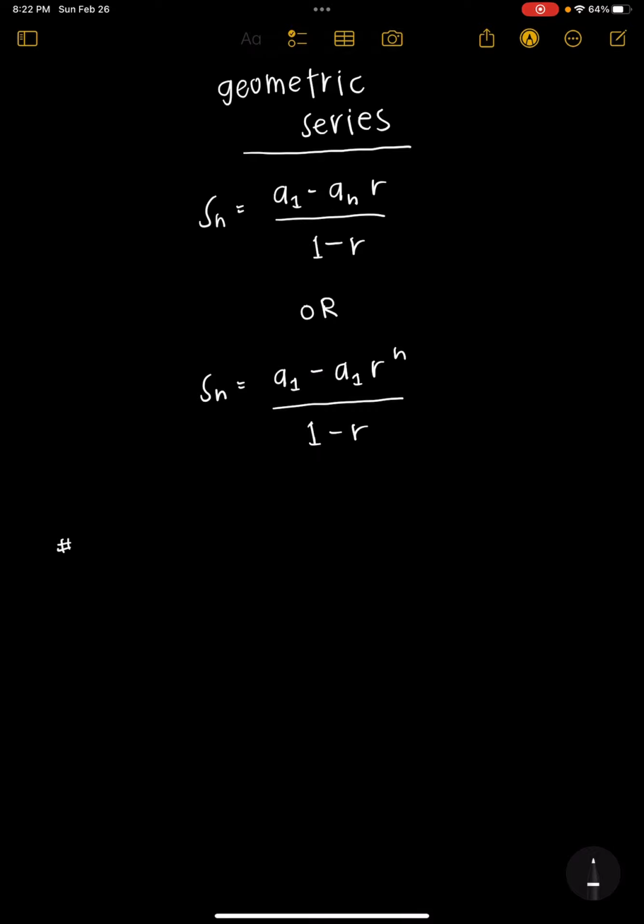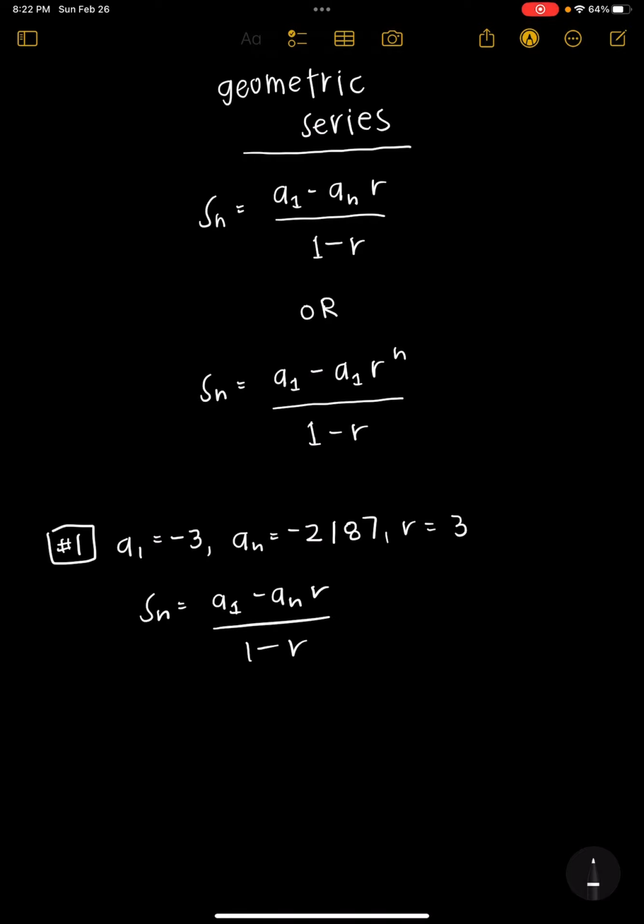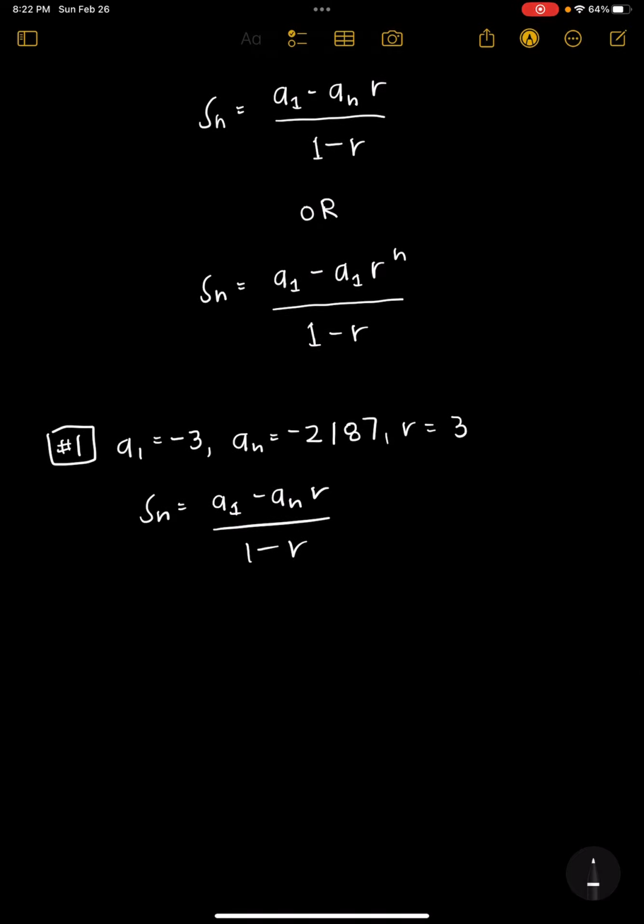So let's start with our first example, which gives us a sub 1 is equal to negative 3, a sub n is equal to negative 2,187, and r is equal to 3. Because it gave us our first and our last term, we can use that top equation, which is s sub n is equal to a sub 1 minus a sub n times r over 1 minus r. And we're just going to replace what we know. So s sub n is the sum, what we're trying to find. A sub 1 is negative 3 minus a sub n, which is negative 2,187, and then your r is 3.